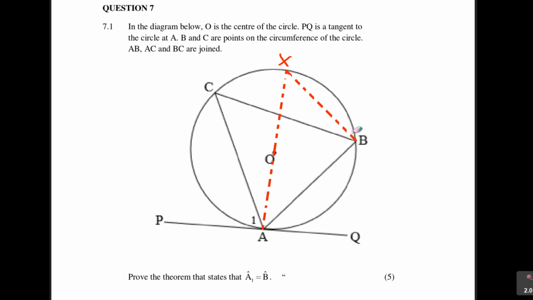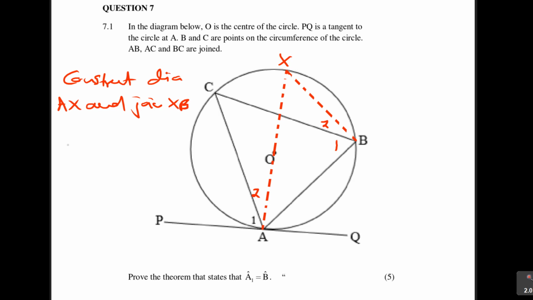So here you're going to say, construct the diameter. It's better to say diameter because it's already clear. Construct diameter AX and join XB. You construct it and you join XB. So now, if this is going to be my A1, let's make this my A2. This will be B1 and B2.